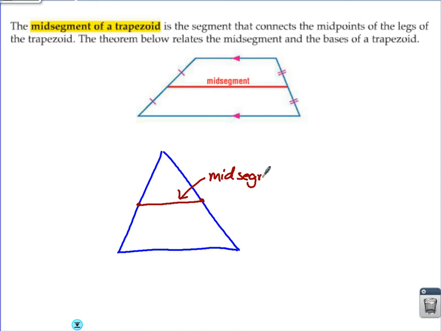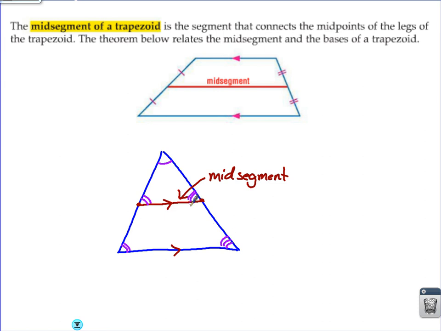mid-segment. Now here's the thing, anytime you draw a mid-segment, we had a theorem that stated that this mid-segment would always be parallel to the base of that triangle. It would always be parallel to that third side. And not only was it parallel, but there was something else that was true about it. I don't know if you remember, but anytime you drew that mid-segment, you actually had similar triangles. Remember that?